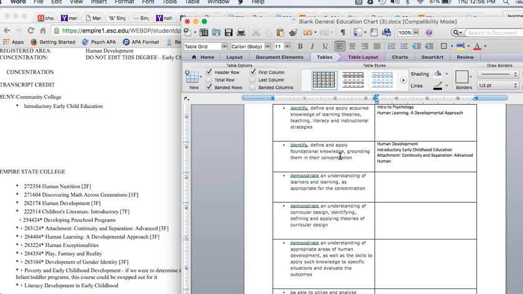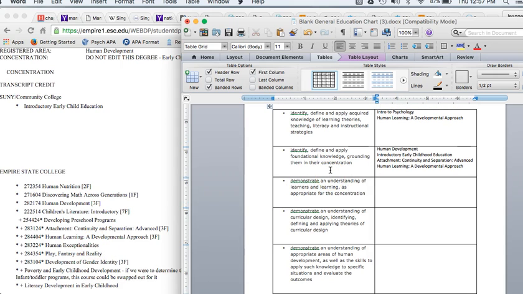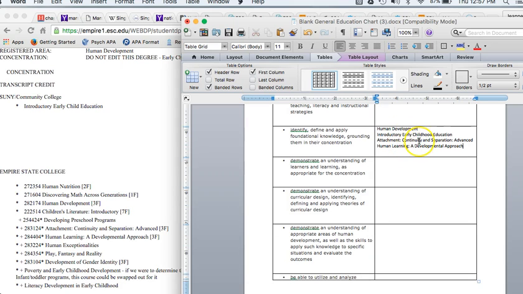I also know that human learning and developmental approach goes in here. Now, that's enough here, unless, as I start explaining it, I realize that human development isn't quite good enough and something else is, play, fantasy, and reality might, human exceptionalities might. There's a lot of courses that would fit here, but you don't need to list them all because if you do, you need to discuss every one of them. So only list what you want to discuss, 2 to 3, 3 to 4.